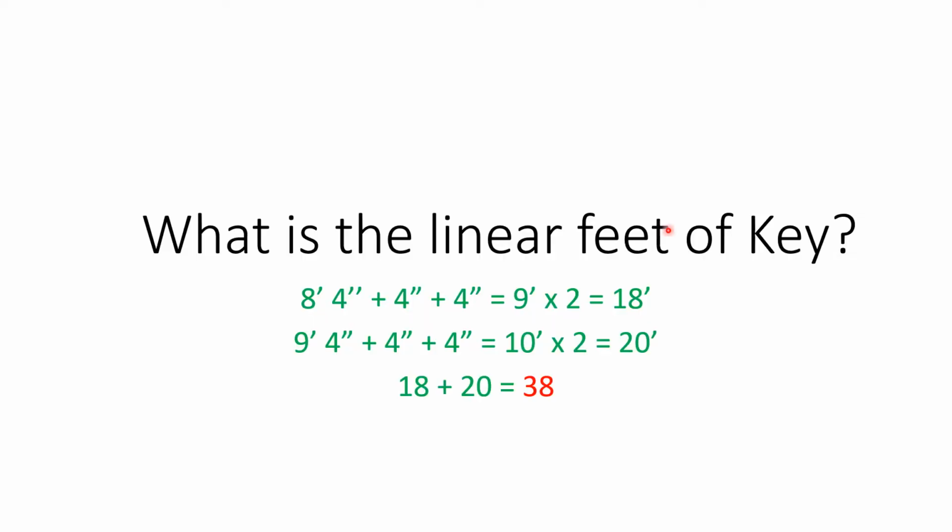You're going to have two walls at 9'4" plus 8 inches. Okay, so here's what it's going to look like. 8'4" plus 4 plus 4 is 9 feet times 2. You have 18 feet of wall on the short side. 9'4" plus 4 plus 4 inches equals 10 feet times 2. You have 20 feet. Add them together and you get 38 feet of key. Not so bad.